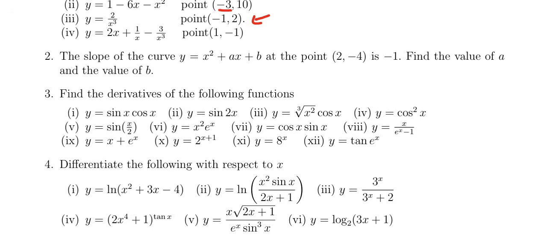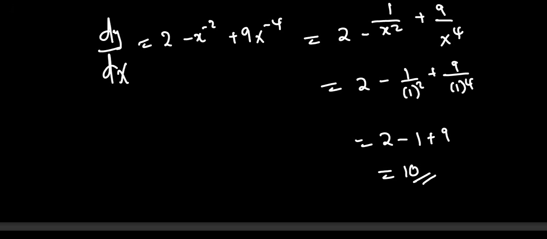Then look at number 2. Number 2 is just an application that is related to question number 1. They're saying the slope of the curve y is equal to x squared plus ax plus b at the point (2, negative 4) is negative 1. So the slope is given to be negative 1. So we are going to differentiate what we have.